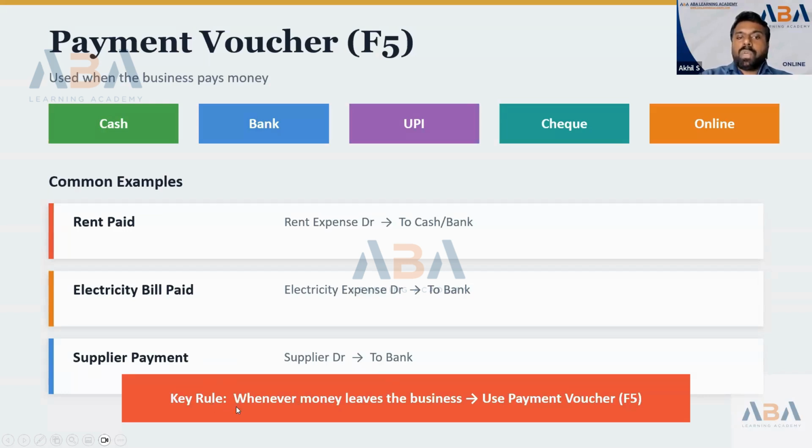So the major important rule is whenever money leaves our business, we have to use payment voucher. I am explaining it again and again. Whenever money goes out from our hand, it is not depositing money to our own bank. We are giving out money, so money is going out from our hand to a third party. We have to always remember this. If money goes out from our hand to a third person, other than our business, then we must use payment voucher F5 in Tally. So that is the meaning of payment voucher.